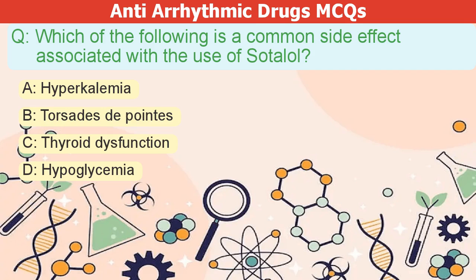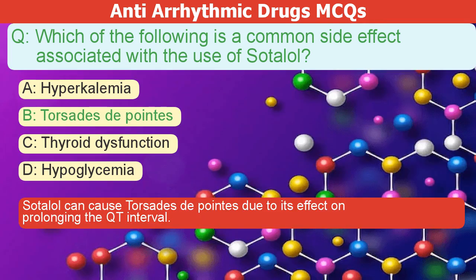Which of the following is a common side effect associated with the use of sotalol? A. Hyperkalemia. B. Torsades de pointes. C. Thyroid dysfunction. D. Hypoglycemia. The correct answer is B. Sotalol can cause torsades de pointes due to its effect on prolonging the QT interval.